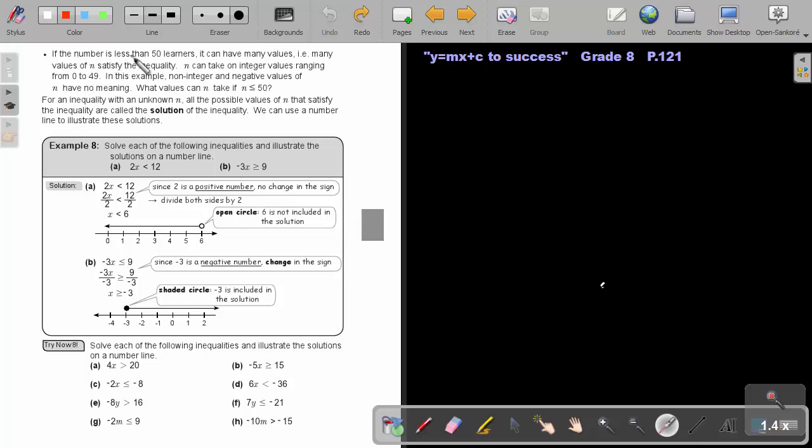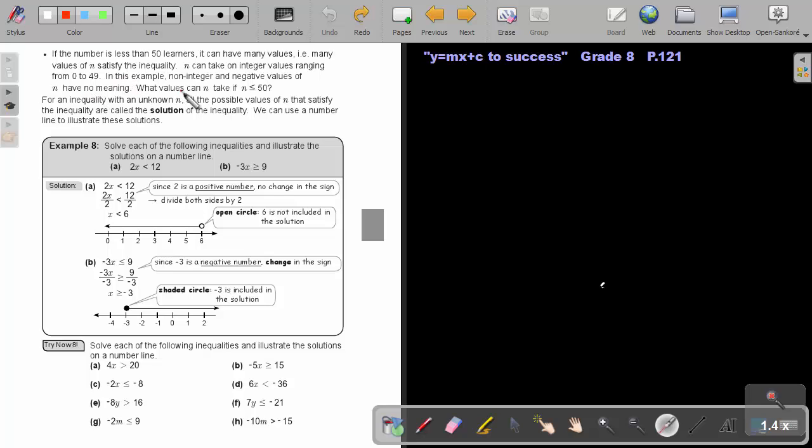If the number is less than 50 learners, it can have many values. For example, many values of n satisfy the inequality. n can take on integer values ranging from 0 to 49. In this example, non-integer and negative values of n have no meaning. You cannot find negative 5 students on a camp, and you cannot find 5.5 students on the camp. You either have 5 or you have 6 students.